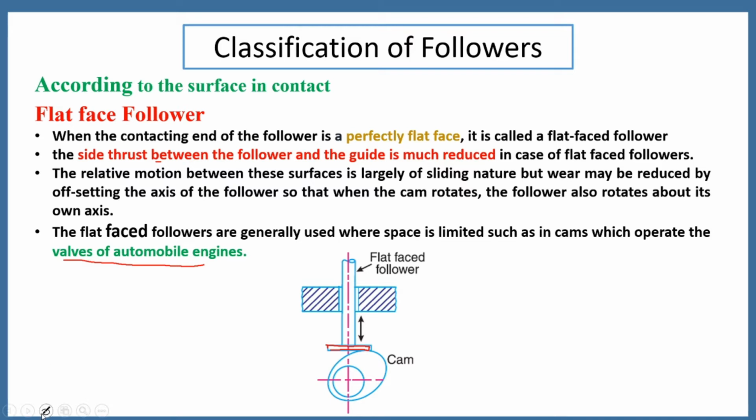The next one is the flat face follower. If we consider the surface, this is the flat face follower. With the help of this flat face follower, we can reduce the side thrust between the follower and the guides. The relative motion between these surfaces is largely sliding in nature, but wear may be reduced by offsetting the axis of the follower. That means if we take an offset of the line of action of this follower, which passes through the center of rotation, somewhat at this location or somewhat at this location, we can reduce the wear.